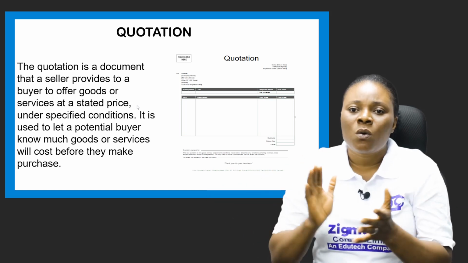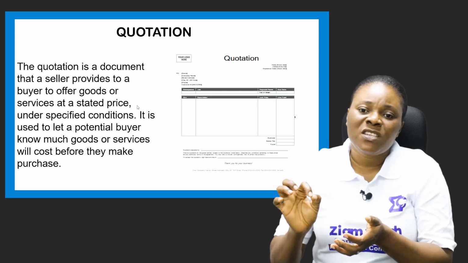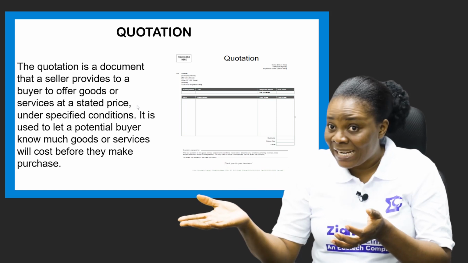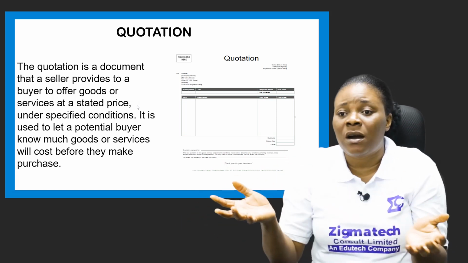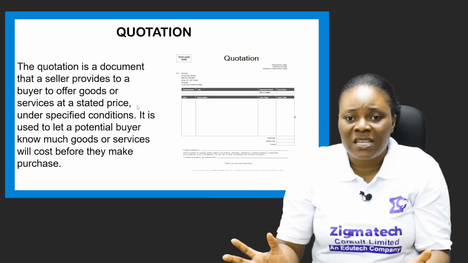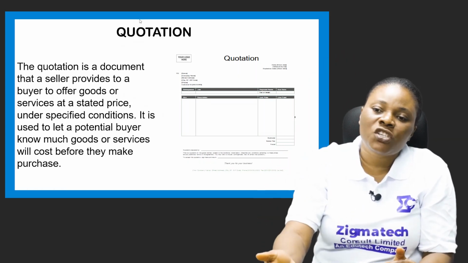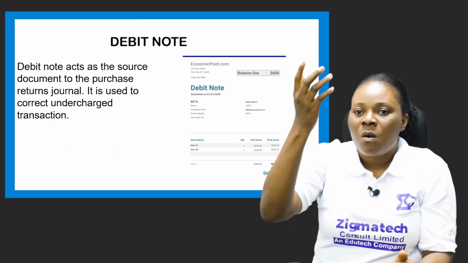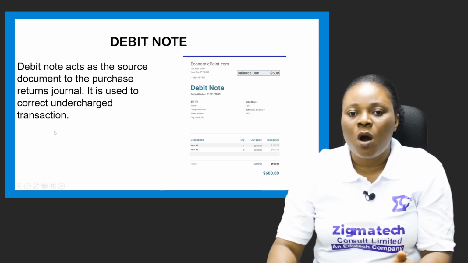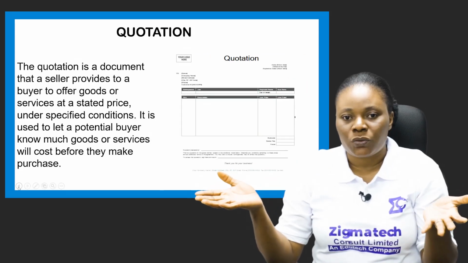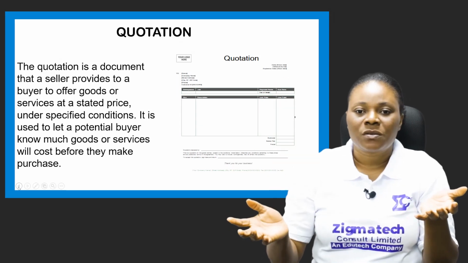On the quotation, the service provider, which is a seller now, I can refer to that person as a seller because the person is offering a service. So the person is going to state all what he or she is going to provide, what he or she can provide, and also the amount for each.